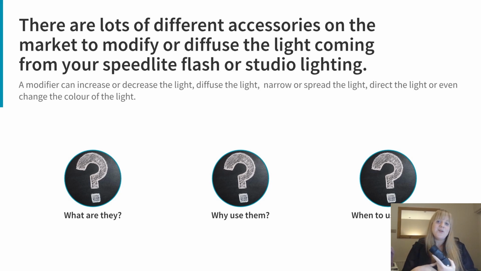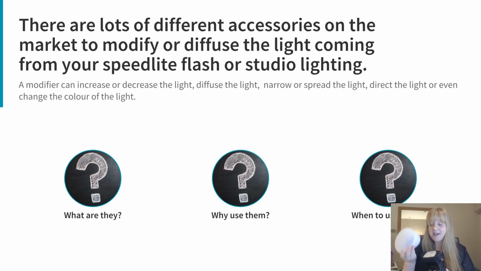You can then go to all different lengths. You can get massive speed rings, as they're called, where the speed light sits into it directly and it forms a massive ring around your camera, and as a result you can get those ring catch lights. I'm going to be honest, they're a little bit finicky and tricky to use sometimes just because they get in the way. And then there's one that I'm going to be talking about later.